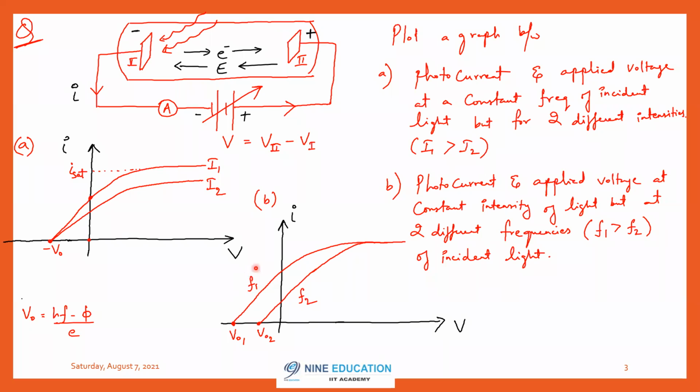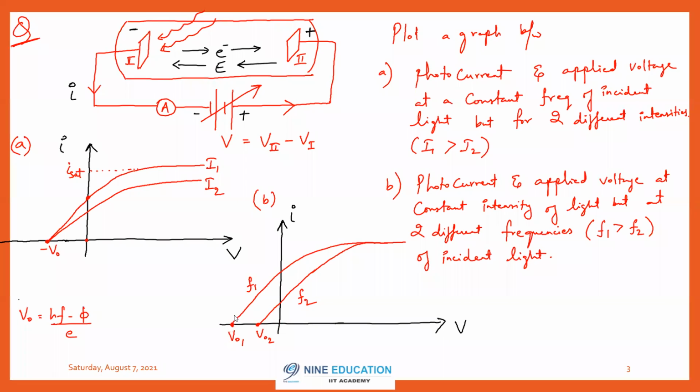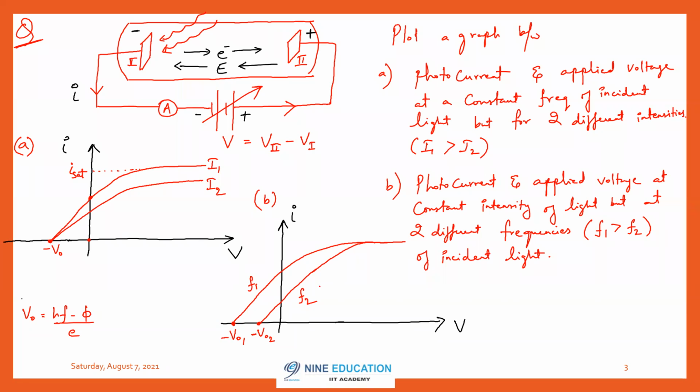Because F1 is greater than F2, obviously stopping potential corresponding to F1 will be greater than stopping potential corresponding to F2. Of course, I need to have negative sign here. If you see with negative sign, then V01 is less. But if you see only magnitude, V01 is greater than V02 in magnitude, because F1 is greater than F2, and this is constant intensity. Constant intensity. And what can I write here? Constant frequency.